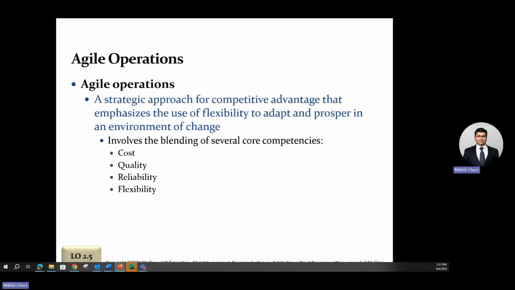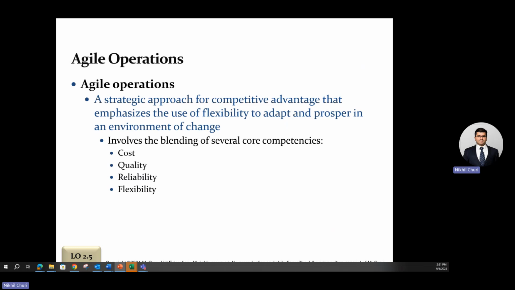Next one is agile operation. When the term agile comes into the picture, it's all about flexibility. So remember, agile is synonymous with flexibility. Agile operation is a strategic approach for competitive advantage that emphasizes the use of flexibility to adapt and prosper in an environment of change.